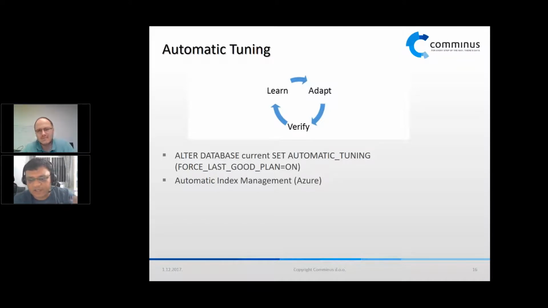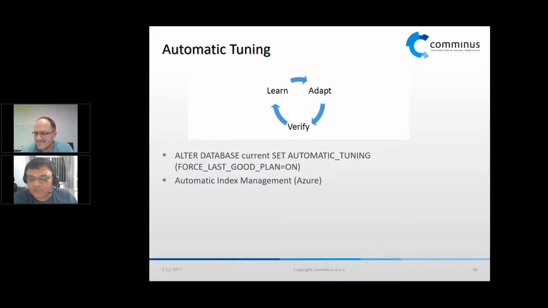The question is, when you enable force last good plan on, what happens if there is no plan available before? If there is no plan available before, then SQL Server cannot conclude that there is a regression in query plans. So I think he's making fun of us. Okay, we are anyway having fun.